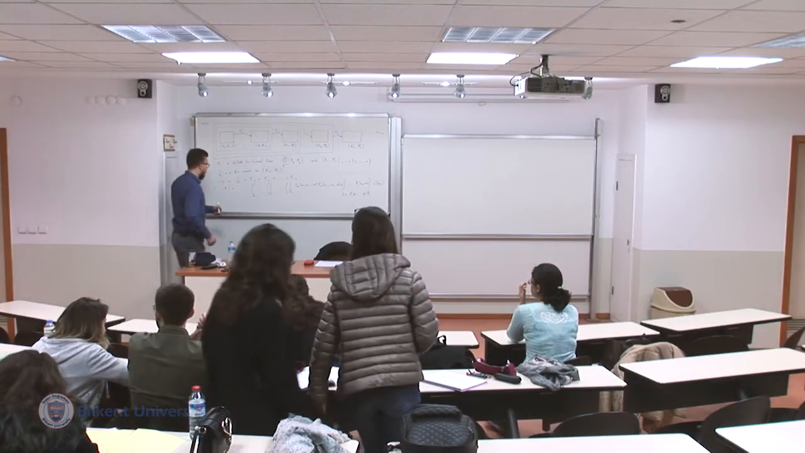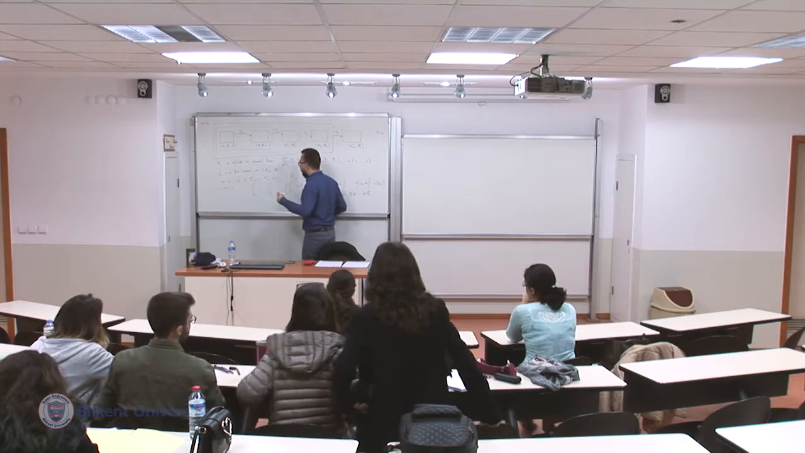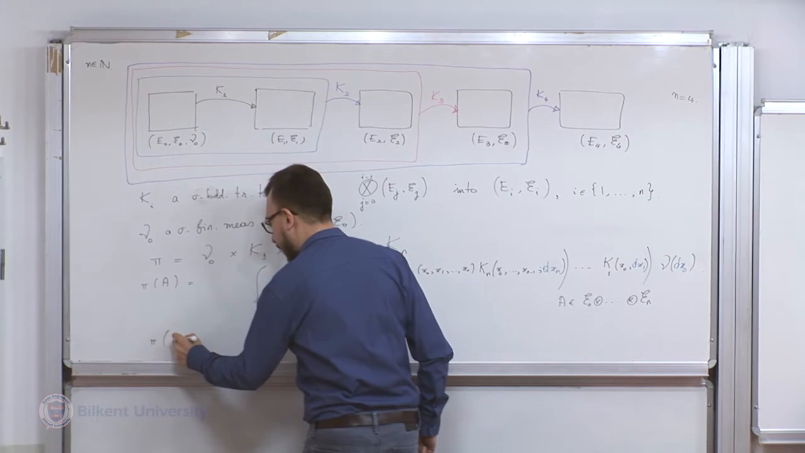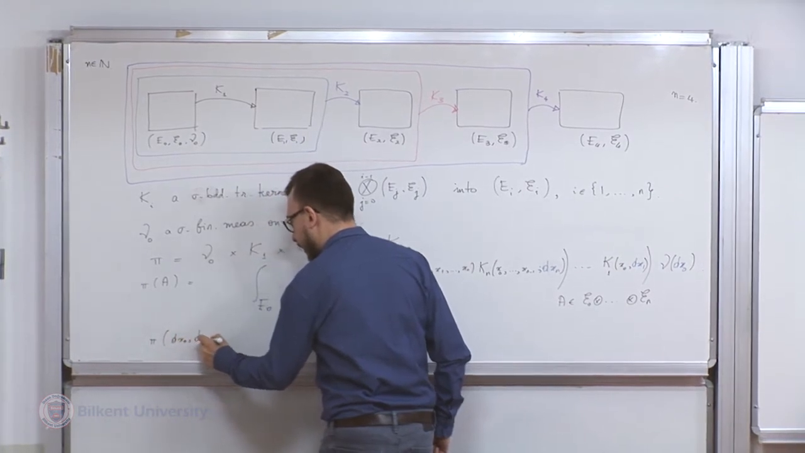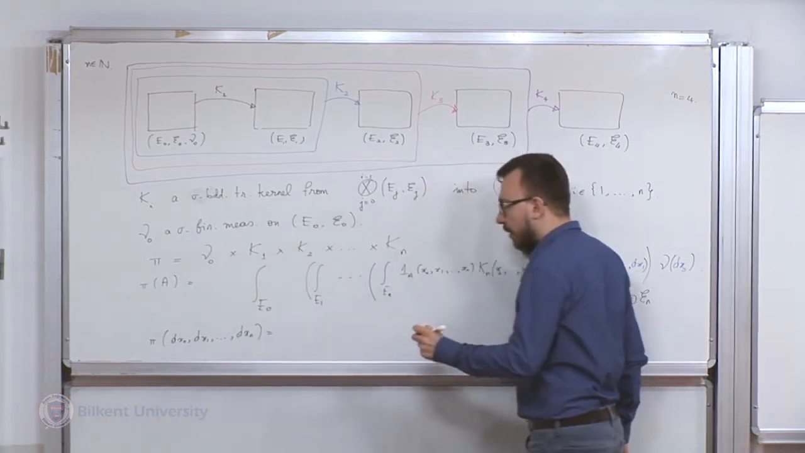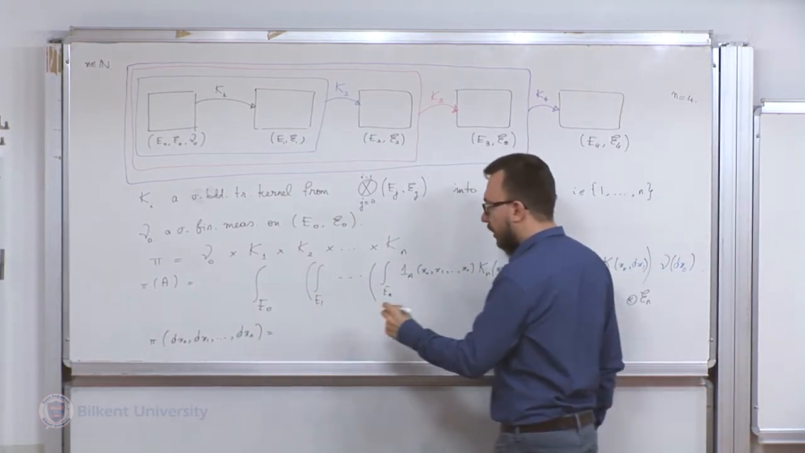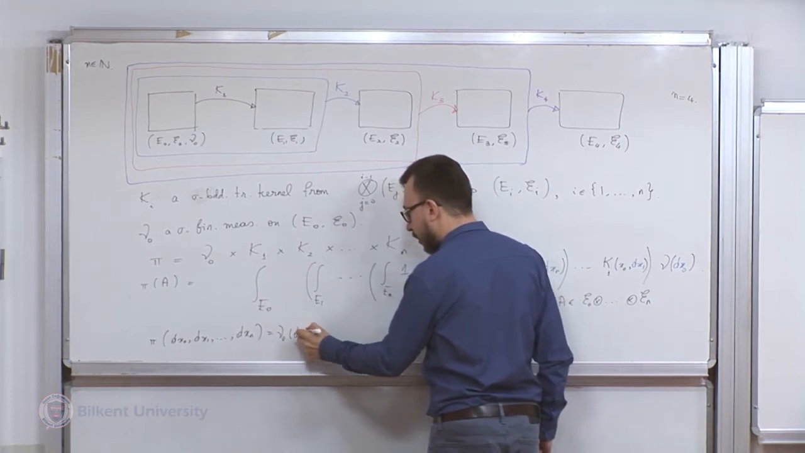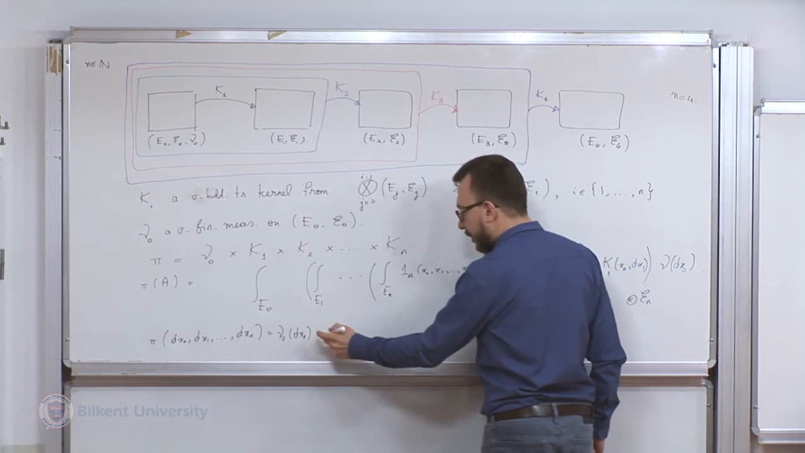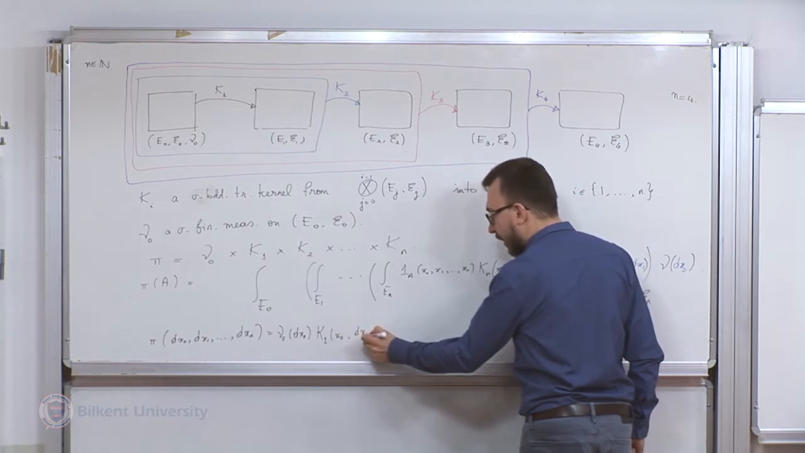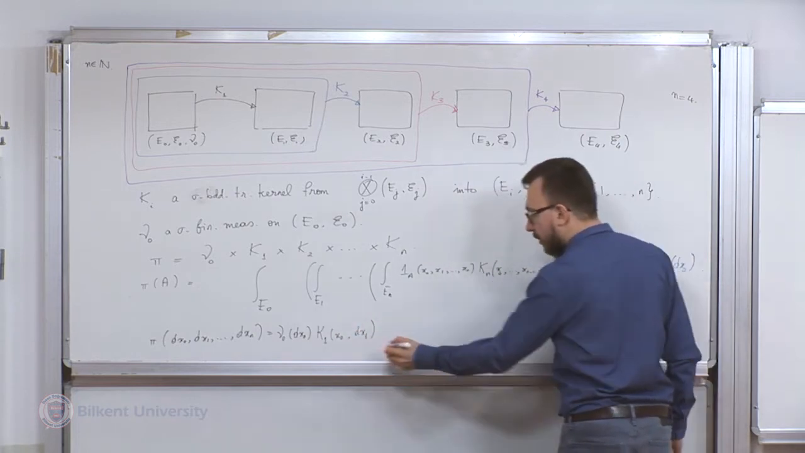Okay, so let me also write this product measure this way. So dx0, dx1, all the way to dxn. So how do we calculate it? So we start from the first space. So given our position in the first space, we go to the second space, space number 1, using this kernel.